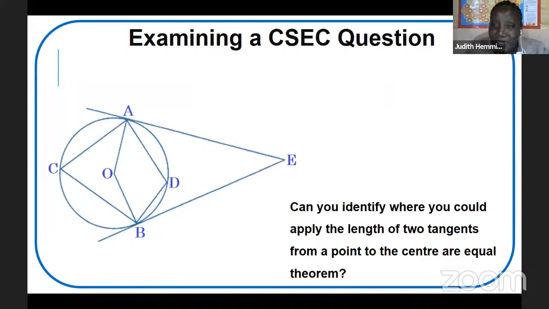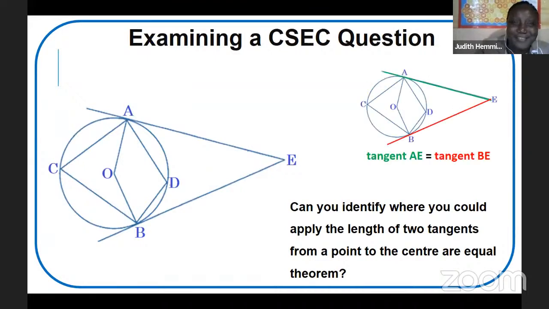All right, so Shanique is saying that tangent AE is equal to tangent BE and they are equal in length. Okay, so both are equal in length. How about angles? What would you say about angle OAE and angle OBE? They are both 90 degrees and they are both equal. Very good. All right. So we are still moving along.